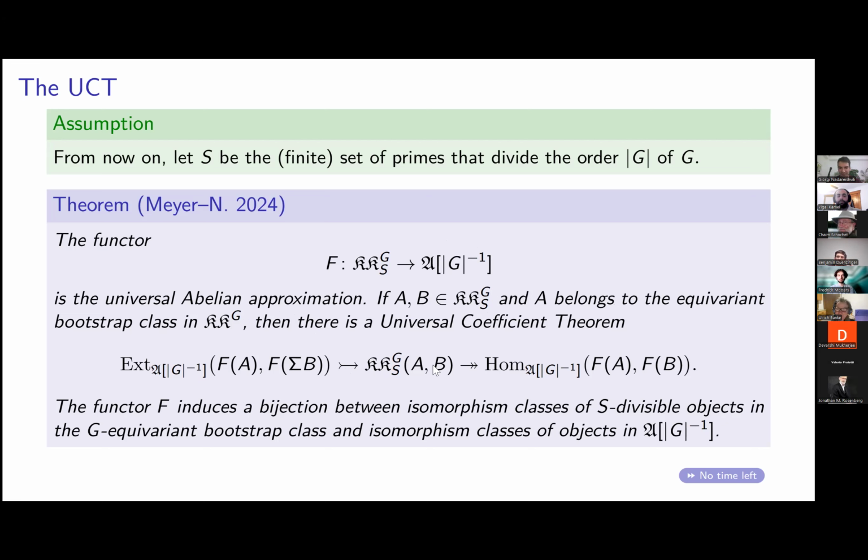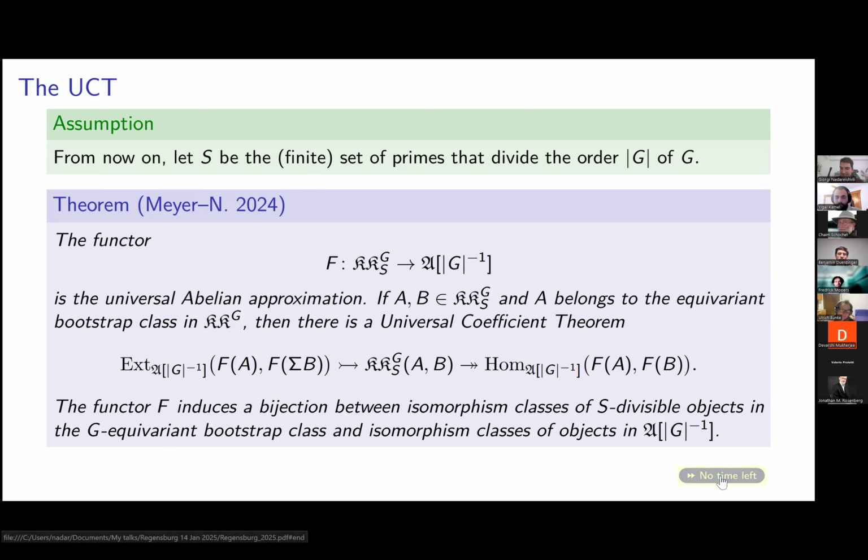And of course, by the way, this was true always for universal coefficient theorems, but I want to mention it here since I still have like 5 minutes: if you have this functor and the universal coefficient theorem for S-divisible things, this functor induces a bijection between isomorphism classes of S-divisible objects in the G-equivariant bootstrap class, meaning actions on type 1 C*-algebras, and isomorphism classes of objects in this abelian category, A^G minus 1.